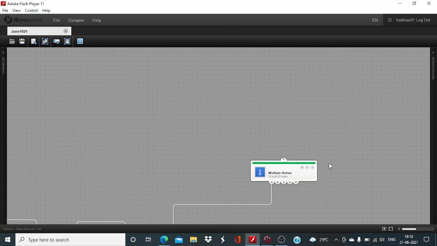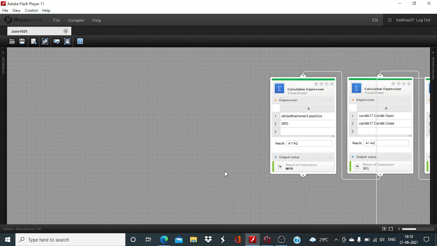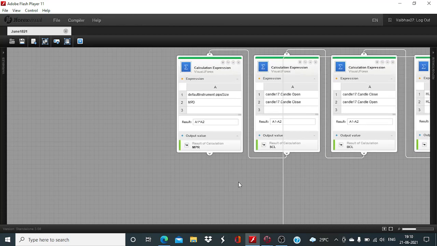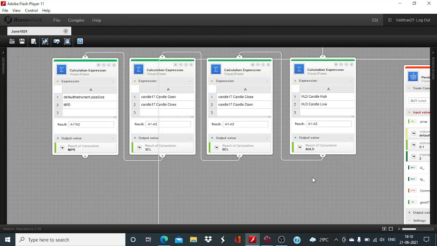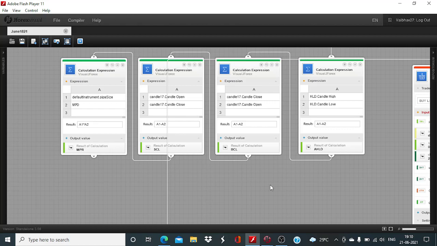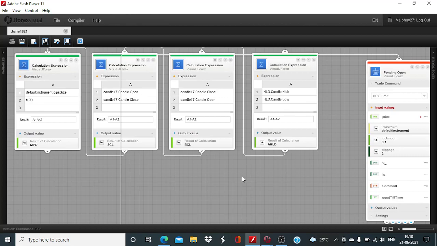I will join it here, and later on, once we have defined the variables using calculation expressions, we will join it to the multiple action. Now coming to the variables for this create command block, we will start by defining one by one. First is the entry price, and entry price is going to be below the last tick price, and that will be 50% of these last hour's candle close and candle open difference, and we will deduct that result from the last tick price.